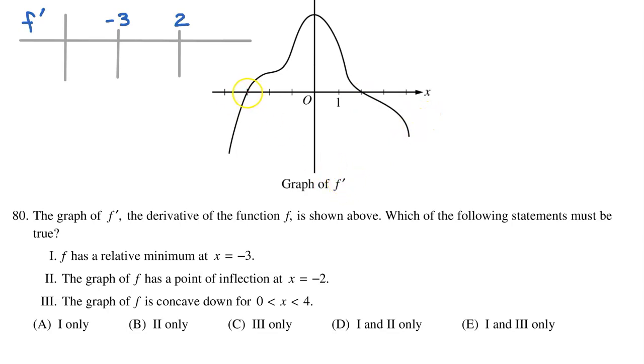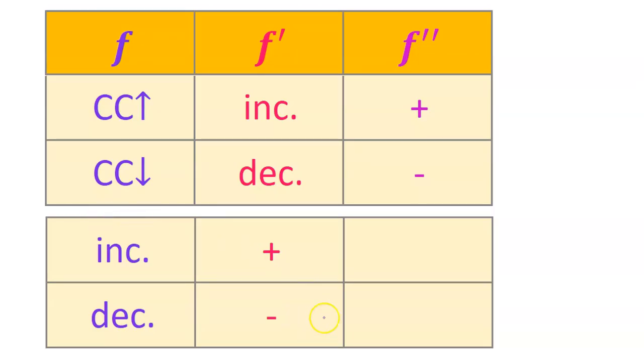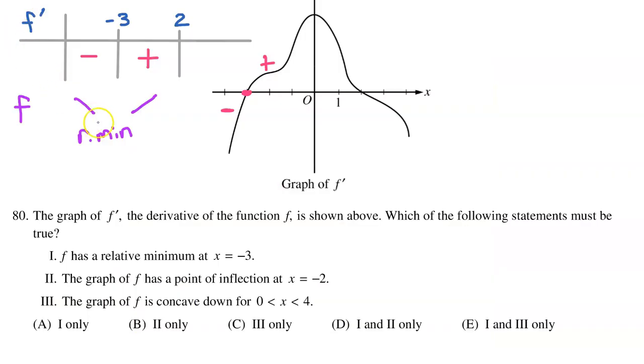For example, we are trying to analyze the point x equals -3. But to the left of -3, f prime is below the x-axis. So f prime is negative on the left and it is positive on the right. If f prime goes from negative to positive, it means that the original function f goes from decreasing to increasing. This tells us that we do have a relative min at x equals -3. But again, we did not need to make a sign chart, we could just read it right off of the graph of f prime. But so far, we know that statement number 1 is true.